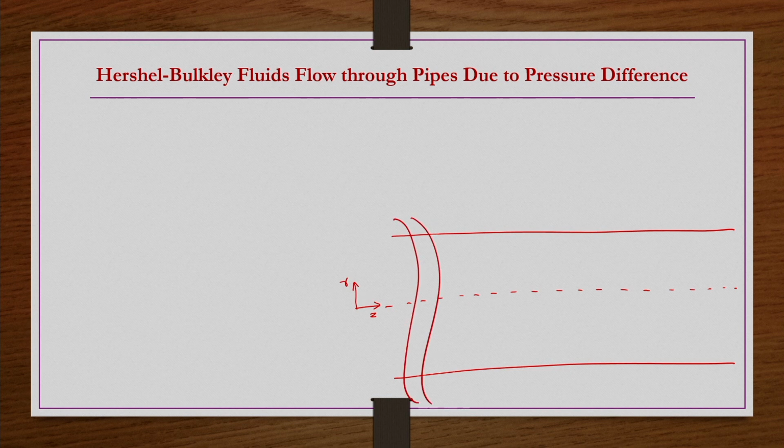Now we are taking the region where it is fully developed flow. At z equals 0 we take pressure P naught, and at z equals L we take pressure PL. Under these conditions we are taking 1D laminar flow.